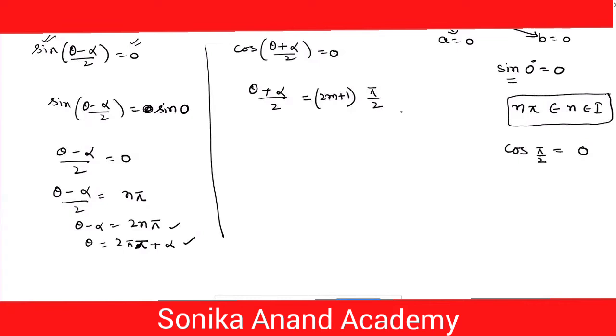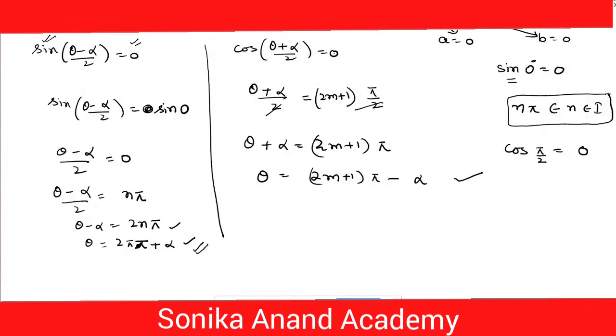Clear? Any doubt? Now 2 and 2 get cancelled. Theta plus alpha is equals to 2m plus 1 into pi. So what's the value for the theta? 2m plus 1 into pi minus alpha. So this is the first value and this is the second value for the theta. This whole sine theta is equal to sine alpha is clear to you.